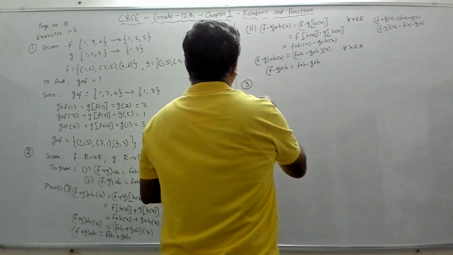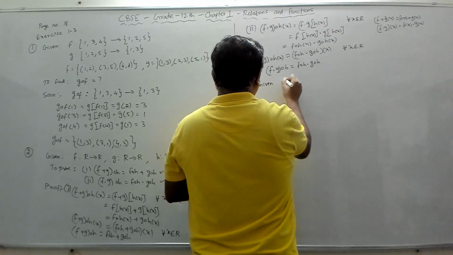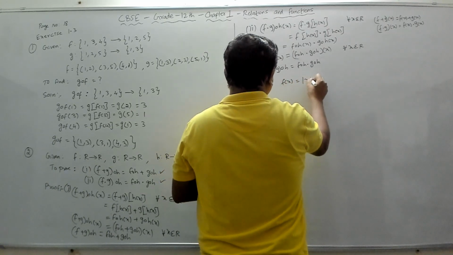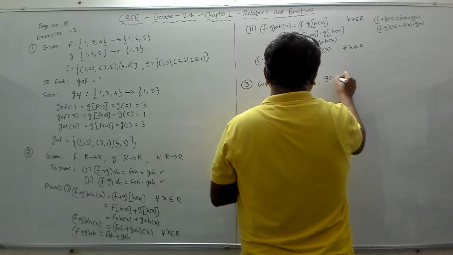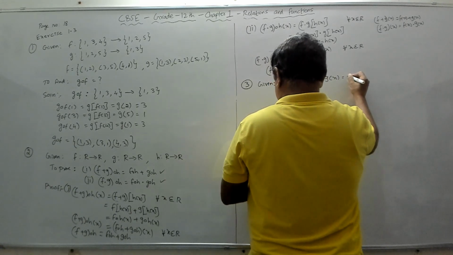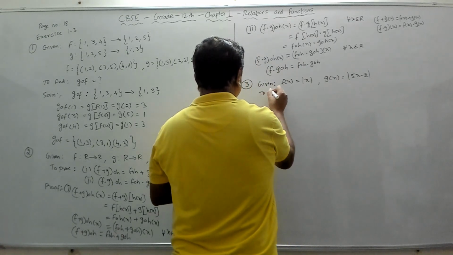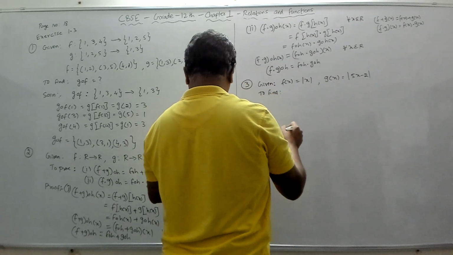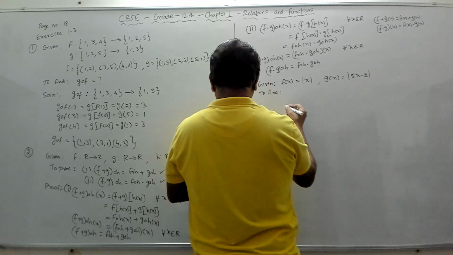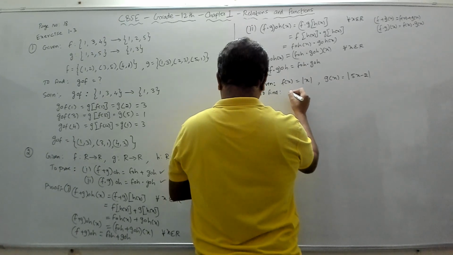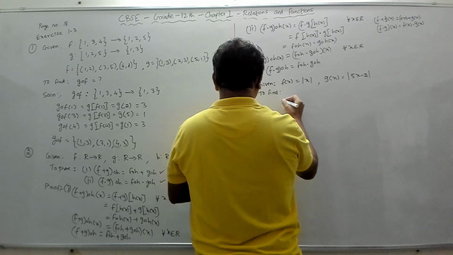So f of x is equal to mod x, and g of x is defined as mod of phi x minus 2. Now what do we need to find? It is from R to R, since nothing is given. So f is defined as f of x equal to mod x, and g of x is mod of phi x minus 2. Now we have to find the first part.